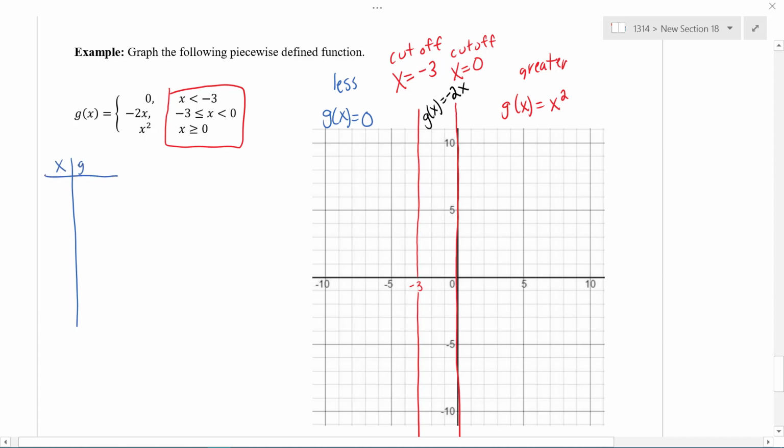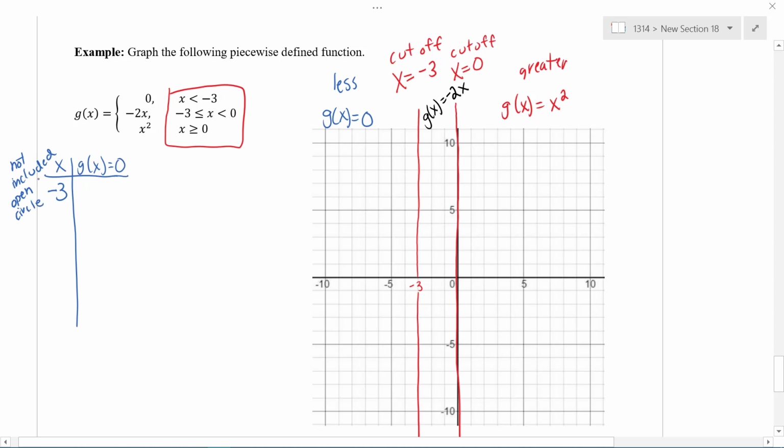Plug in some x values. See what we get. Okay, so what x values are we going to plug in? We're going to start with the cutoff value for that equation. So I'm going to start with -3. Is that going to be included or not included? Well, I don't see a line, so that's going to be not included on this graph, which means we're going to use an open circle when we graph this point.